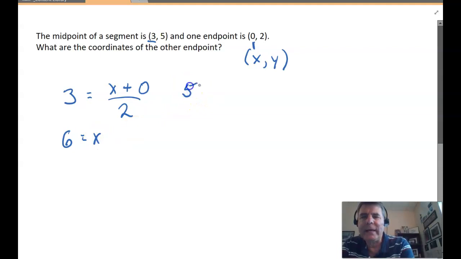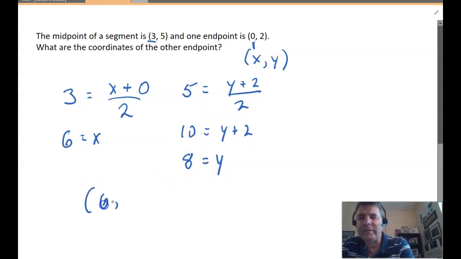And then 5 is the y-coordinate of the midpoint, and that's going to equal the average of the y-coordinates. So I'm going to multiply by 2 and subtract 2, and I get y equals 8. So the other endpoint is at 6, 8.